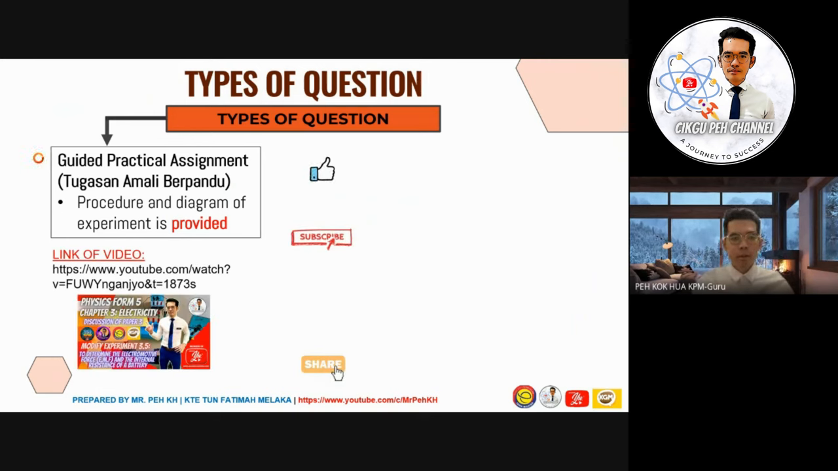Previously, I made a few video clips regarding the guided practical assignment. This is one of them, which is to determine the electromotive force, EMF, and the internal resistance of a battery. If you want to know more about this, you may refer to this video.